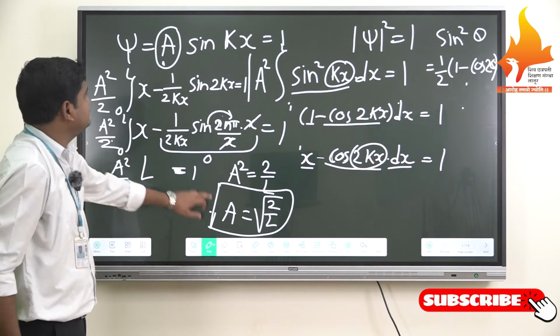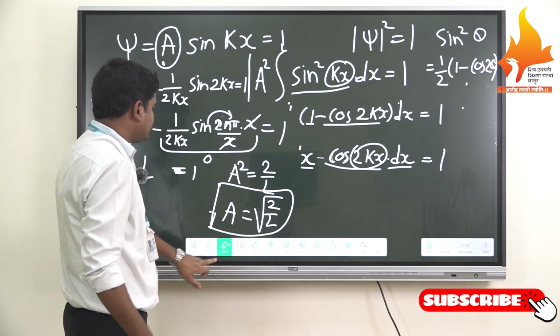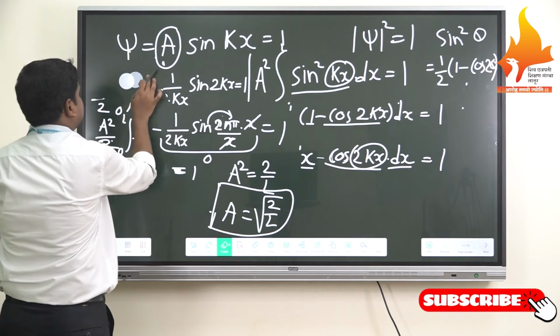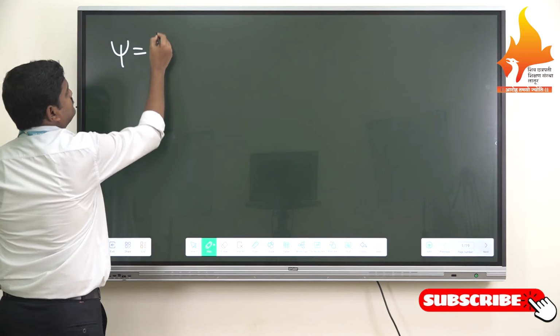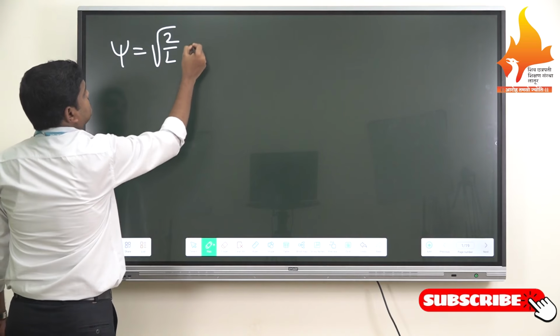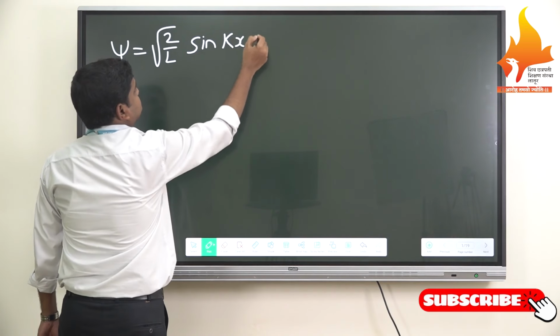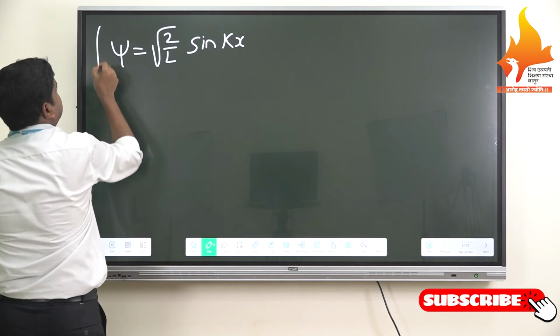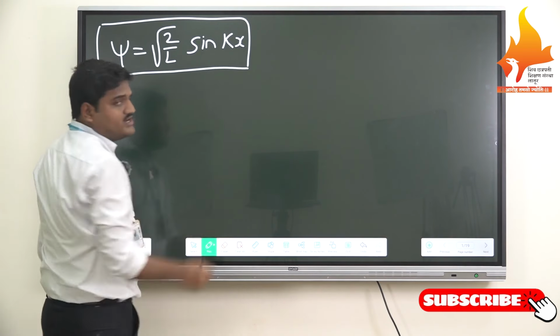Now we have to just put this value in the equation, and the particle wave function inside the well can be given. The ψ is equal to a, that is root 2 by L, times sin(kx). Now this is the normalized wave function for the particle in a 1D box.